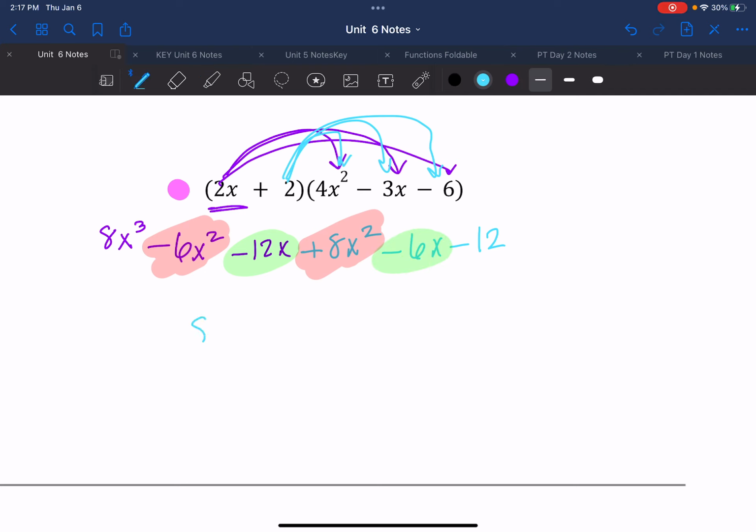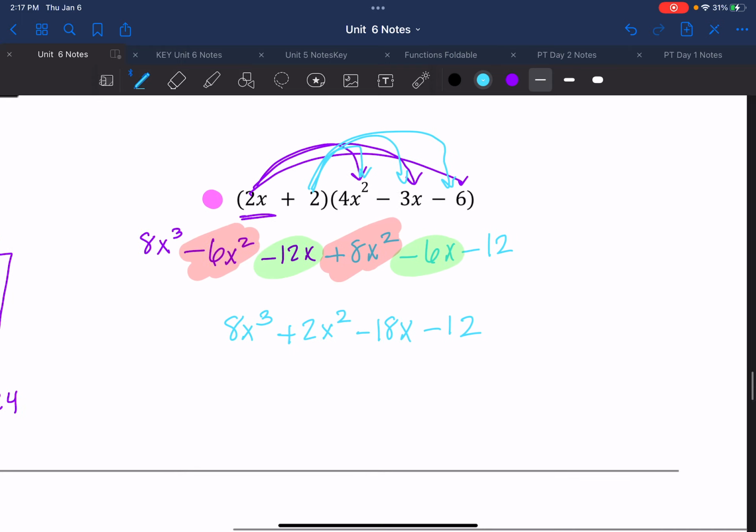So let's write my final answer. 8x cubed. Combine the pinks. Negative 6 plus an 8 is a positive 2x squared. A negative 12 and a negative 6 is a negative 18x minus 12. Bam. Just like that. So easy.